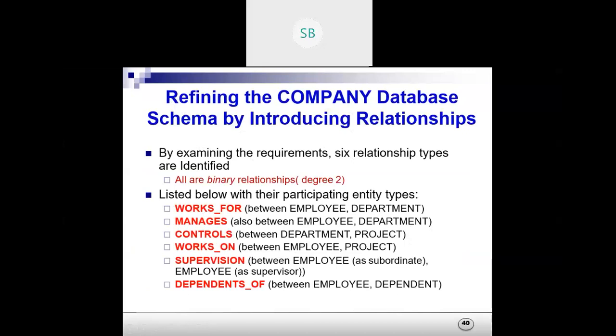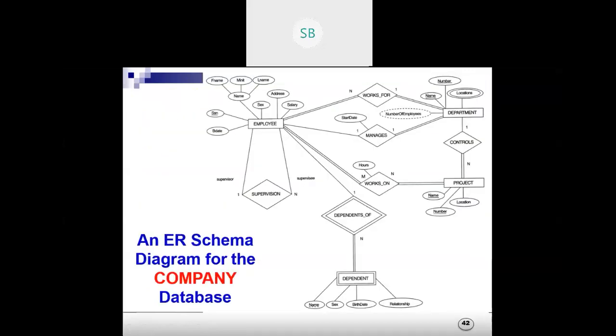So this is how you refine, and the last diagram you get is this one. This is the final diagram. Just as I was saying, this is the weak entity. Dependent is a weak entity, and we have the identifying relationship, that is a weak relationship. This weak entity is found out by relating to the employee. So employee is the corresponding entity, and that is how you relate to it.